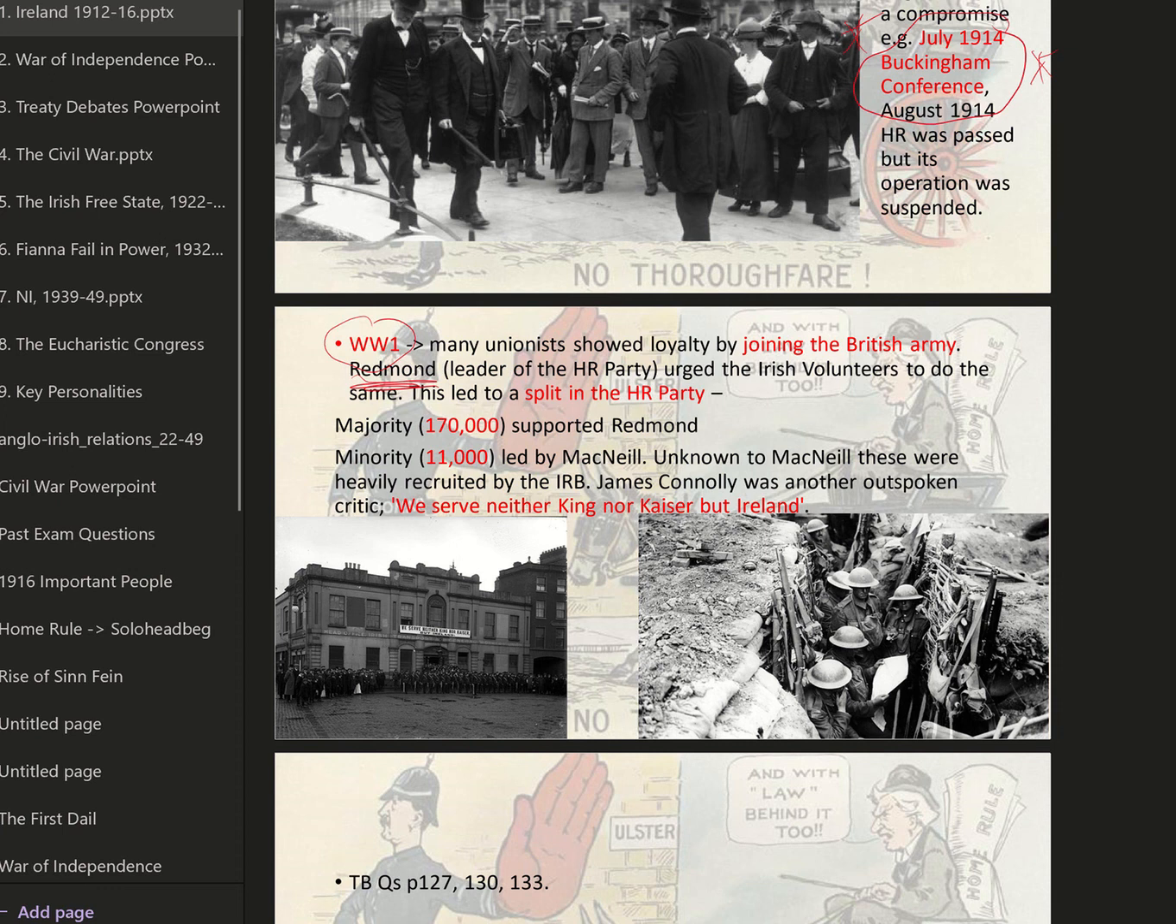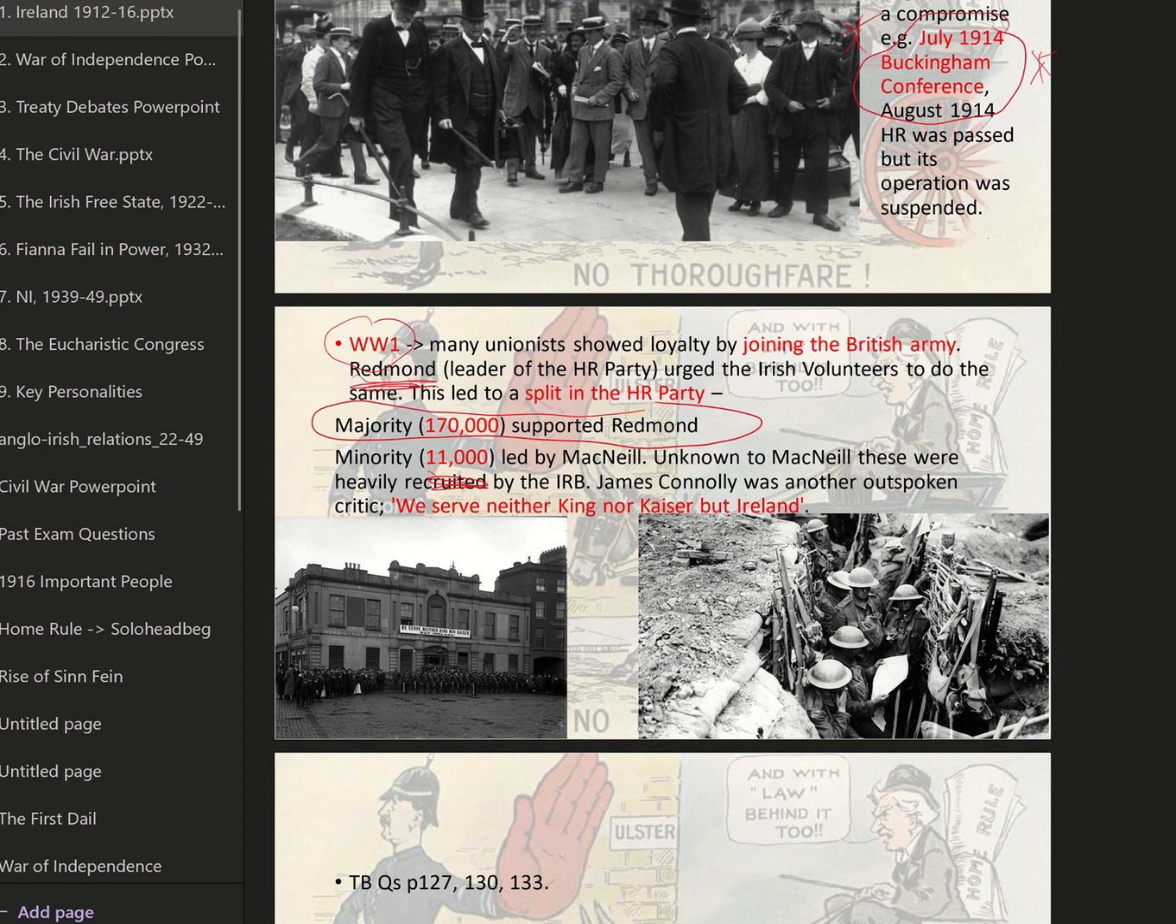Now, almost all, over 90% of the Irish Volunteers supported Redmond. So the majority did support Redmond, but a minority, so 11,000. Now, 11,000 out of some 180,000 is tiny, but a minority didn't, and they broke away, and they were led by MacNeill. And they were completely against the idea whatsoever of helping Britain, of fighting alongside Britain, a country that we're trying to essentially leave.